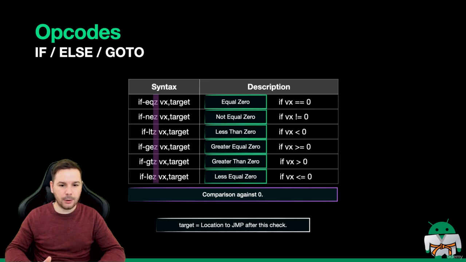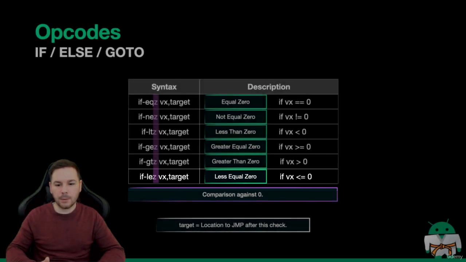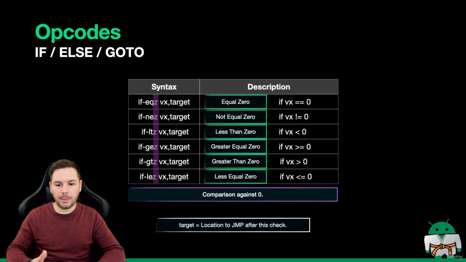We have our comparison, our if statement. On the left we have the syntax and on the right the description. And in the middle, this is how you say this out loud. If you do this, you will recognize or even know what this if statement does. For example, if you take a look at the last line, if less equals 0, it means we are comparing Vx against the value 0 and we check if it's less than or equal.